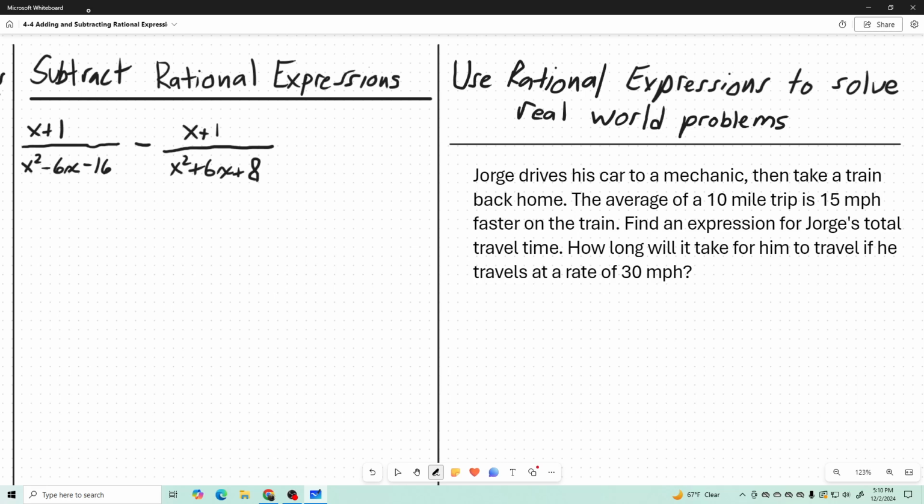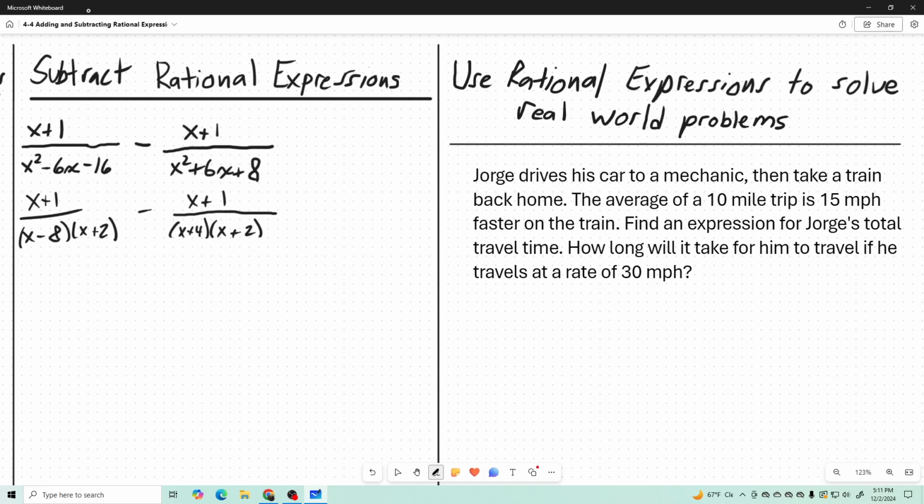So let's look at this one. What numbers multiply together to get negative 16 that add together to get negative 6? I'm going to go with negative 8 and positive 2. So x plus 1 over x minus 8, x plus 2. Okay, and now minus, we have an x plus 1 up here. We have x plus 1s everywhere. And then on the bottom, we have what multiplies to get 8 that adds to get 6? That's going to be 4 and 2. So we're going to do x plus 4 times x plus 2.